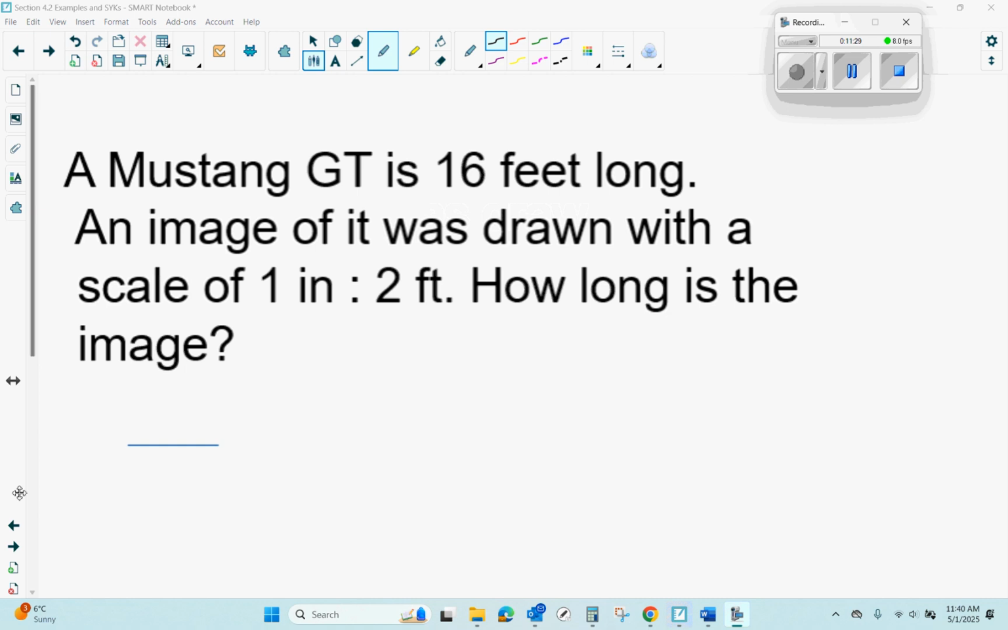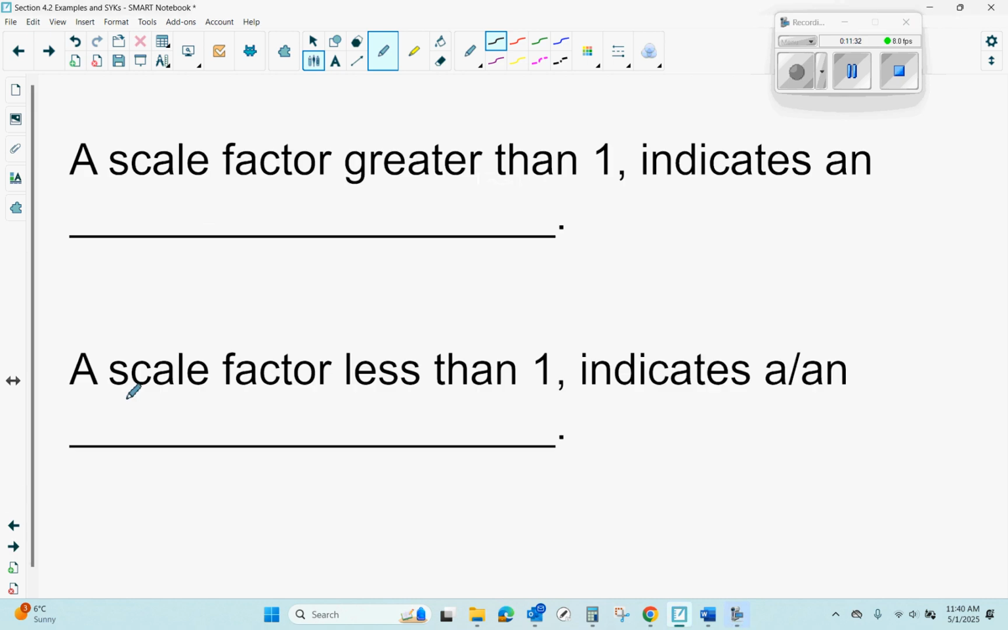All right, if you flip your sheet over there's just a few more little points. Do you know what to put in that first blank? A scale factor greater than 1 indicates an enlargement took place. I made it 2 times as big, or 4 times as big, or 1.5 times as big. And a scale factor less than 1 indicates a reduction.